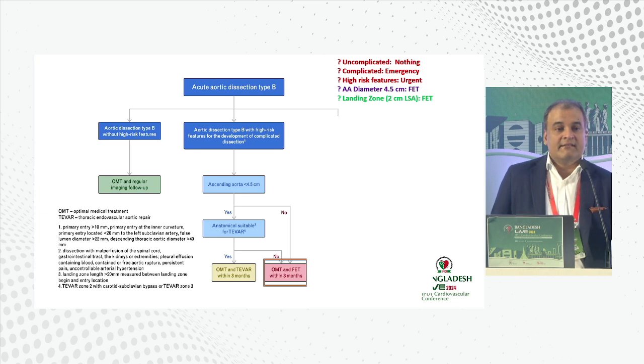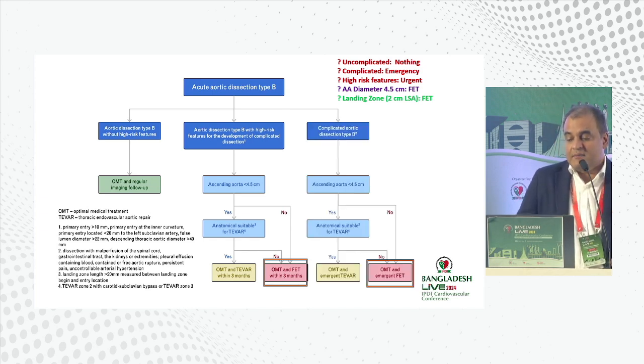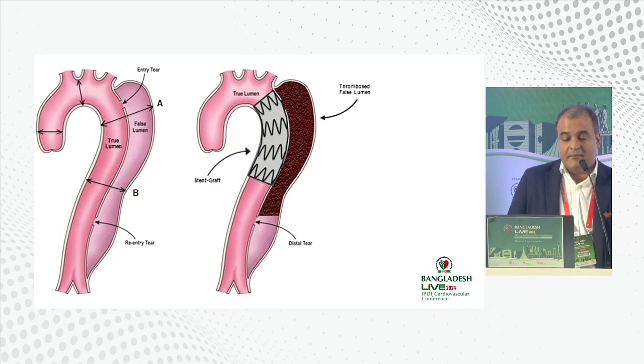However, if the ascending aortic diameter is more than 4.5 centimeter and there are other features like no TEVAR landing zone, the patient should have a frozen elephant trunk, which should be done in roughly 2 to 3 months. And the same concept follows for the complicated. The only difference is instead of doing an urgent operation, they should have an emergency operation.